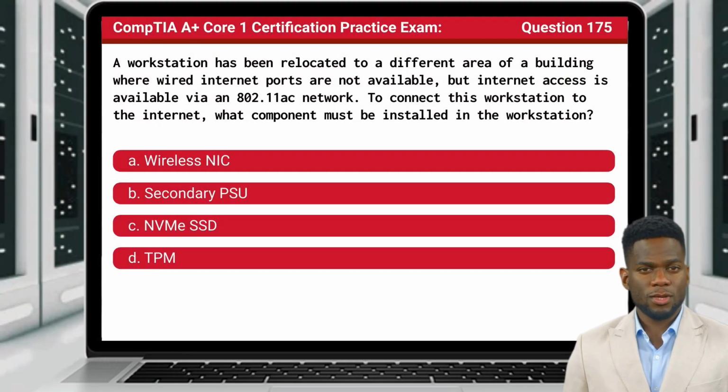Question 175. A workstation has been relocated to a different area of a building where wired internet ports are not available, but internet access is available via an 802.11ac network. To connect this workstation to the internet, what component must be installed in the workstation?